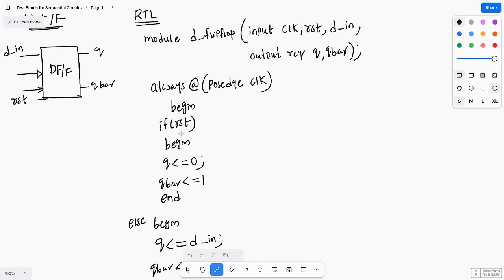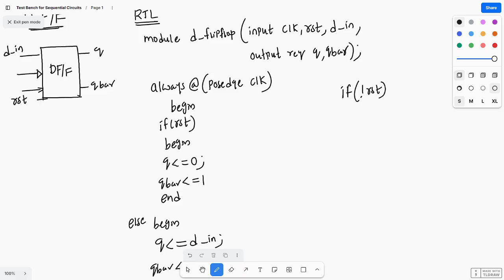Yes, it's needed. If reset equal to 1, we need to reset the design first. If reset means if reset is true, there is no need to write logical equal to 1; by default the compiler will take it as if reset. Suppose if reset equal to 0, I need to give if not of reset. Like this we need to write.